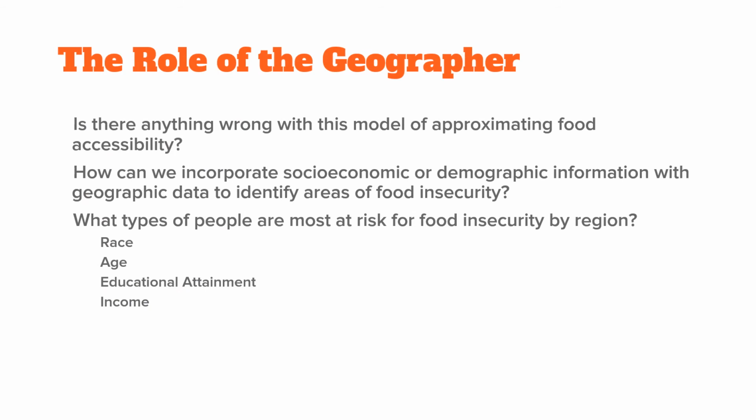As a geographer, some questions that we have to ask ourselves are, is there anything wrong with this model of approximating food access? And how can we incorporate socioeconomic or demographic information with geographic data to identify areas of food insecurity? Additionally, what types of people are most at risk for food insecurity by region?